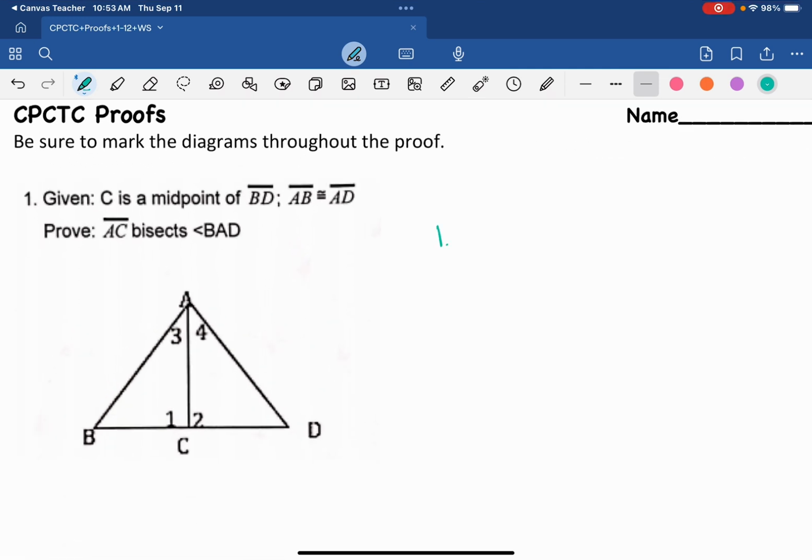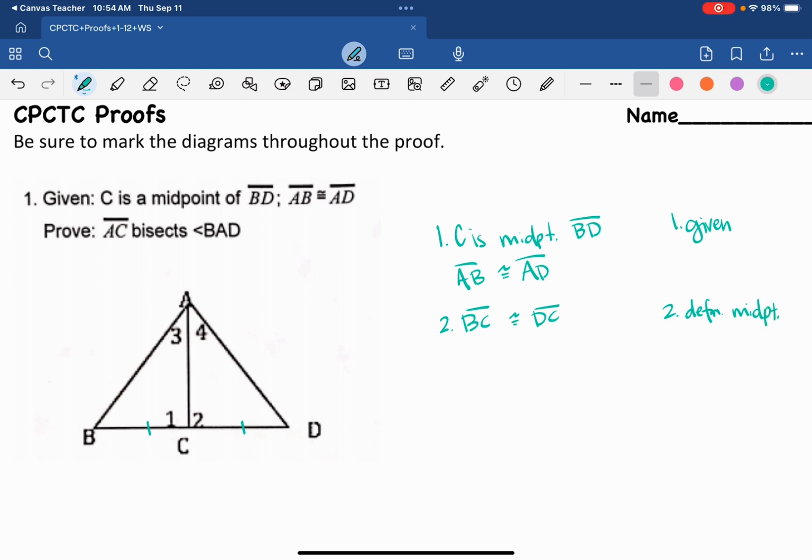I'm going to go ahead and write out my given. C is the midpoint of BD, and AB is congruent to AD. Now we want to remember that we always want to mark these things in our picture. So if C is the midpoint of BD, BD is a segment, so that tells me that the base of this triangle, those two pieces are congruent. Now as soon as we mark it in our picture, we should probably go ahead and put it in our proof. So BC is congruent to DC, and that is based off of our definition of midpoint.